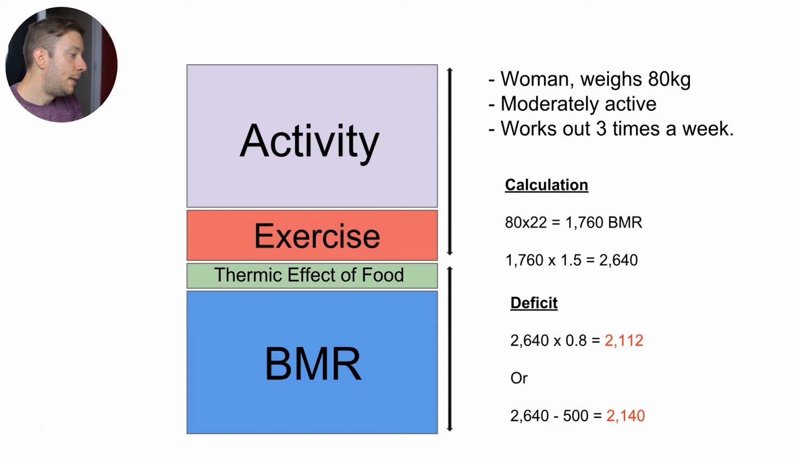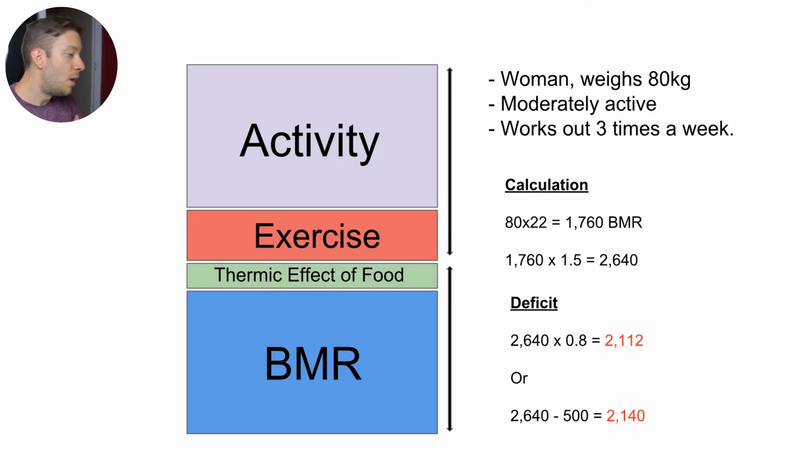So I always say, to be in a calorie deficit, choose between 10 or 20% and take off 10 to 20% of your calories. So 20% would be 0.8. So if we multiply that 2,640 by 0.8, we get 2,112 calories this woman needs to lose weight.